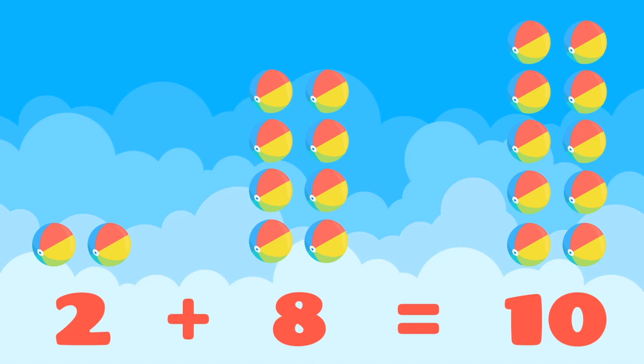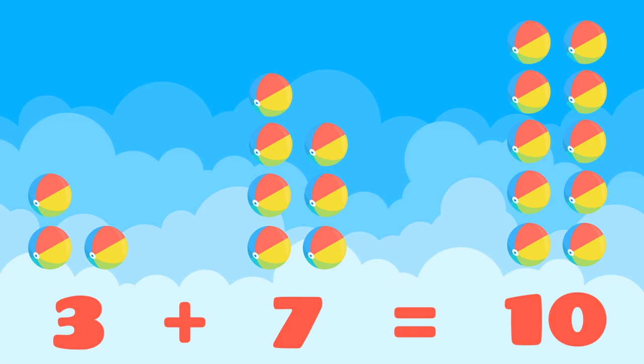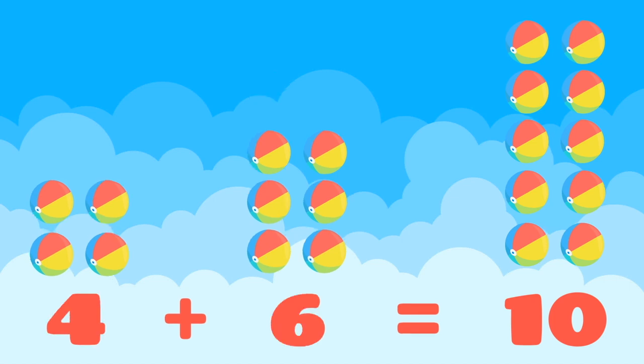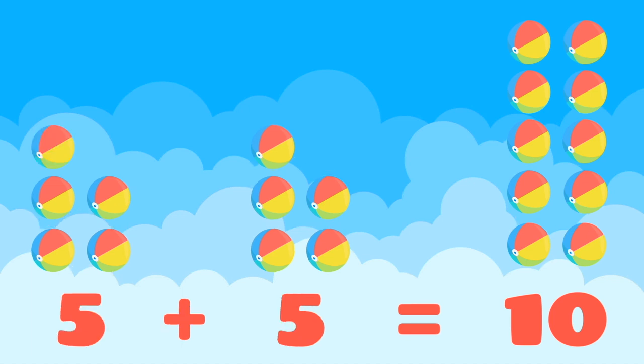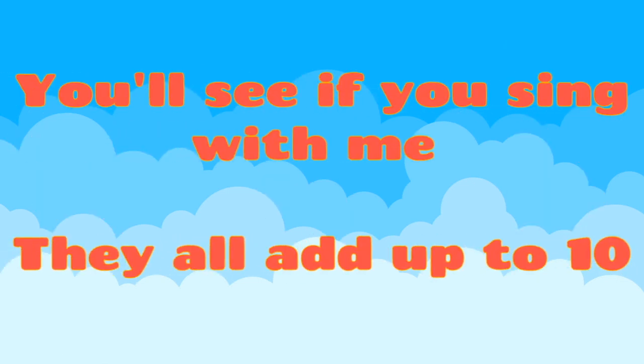3 plus 7 is 10. 4 plus 6 is 10 again. 5 plus 5 will make us jive, 'cause it adds up to 10. You will see if you sing with me, they all add up to 10.